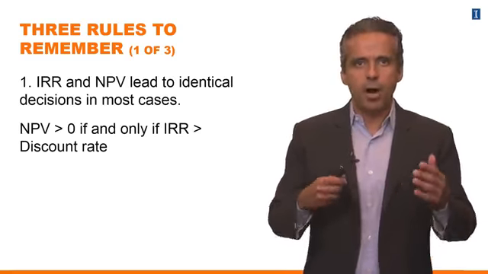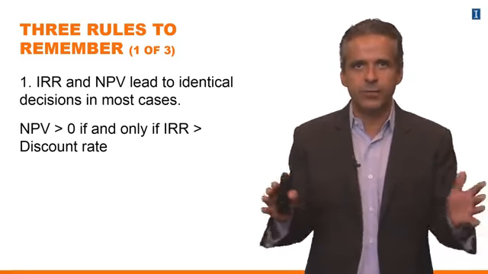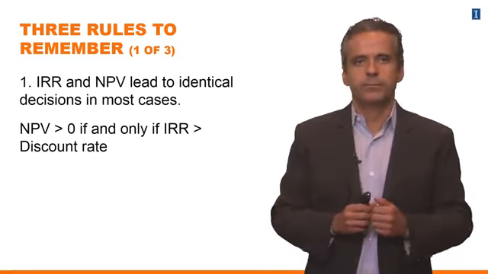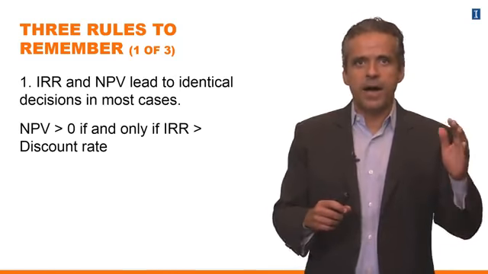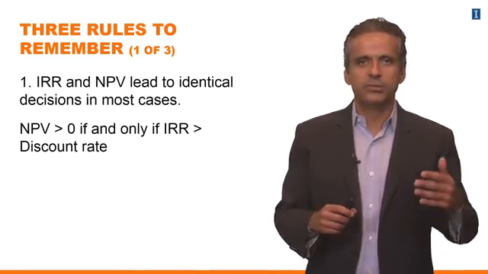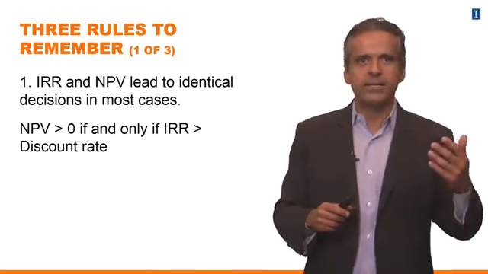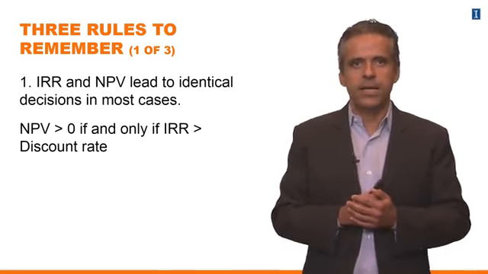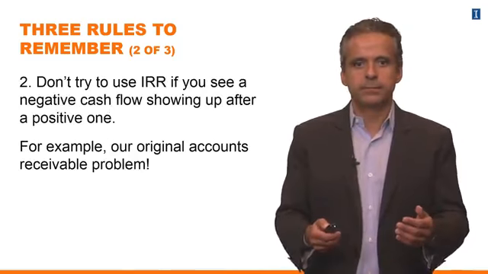The bottom line of all of this discussion we are having about IRR and NPV is that there are 3 rules that you have to remember. The first one is that IRR and NPV are going to lead to identical decisions in most cases. So if the IRR is bigger than the discount rate, the NPV is going to be positive. That is a really important idea, and you should remember that.